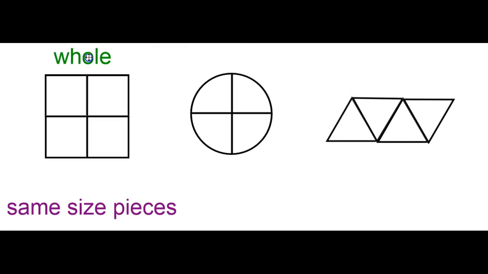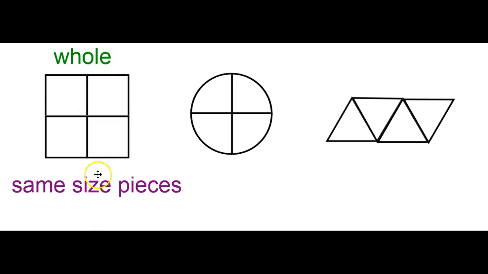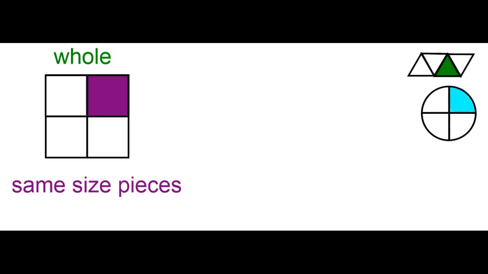The idea is that we take our whole and we break it up into same size pieces. In each one of these cases, our whole has been broken up into 4 same size pieces. We can then start talking about how we have partitioned and filled in our whole. On each of these shapes, we broke our whole up into 4 same size pieces, and then we filled in one of those same size pieces.